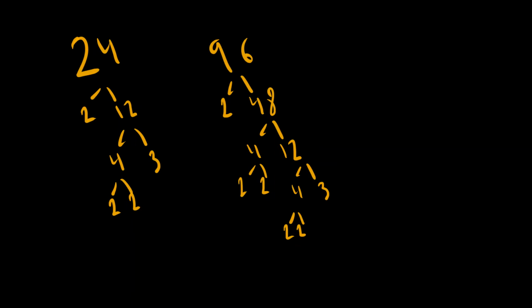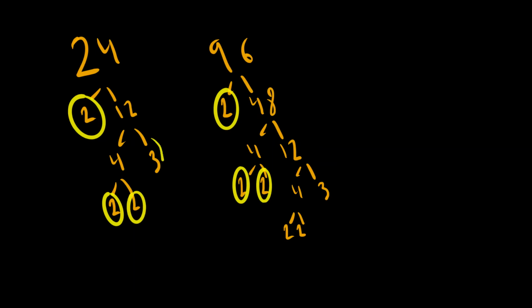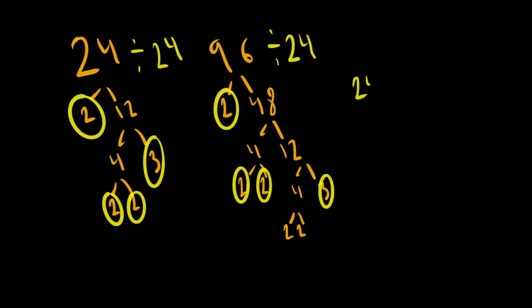Now, which factors do they share in common? They're both divisible by 2. They're both divisible by 4. They're both divisible by 8. They're both divisible by 24. So 2 times 2 times 2 times 3 is equal to 24. So 24 is the largest number that could go into 96 and 24. And 24 times 4 is equal to 96.